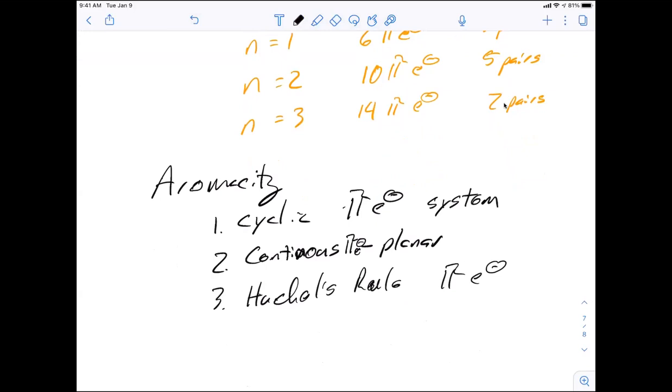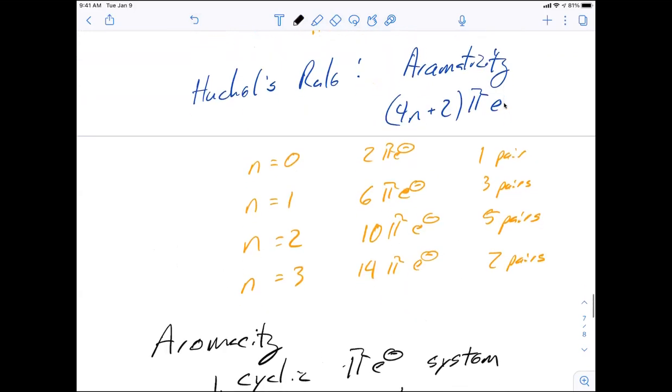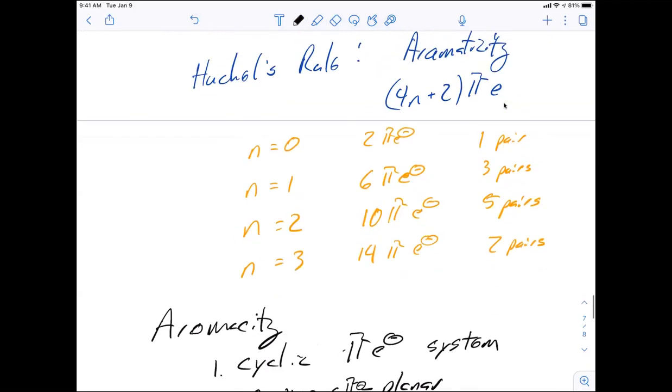If it doesn't meet this series, which is 2, 6, 10, 14, 18, 22, 26, 30, right? They're giving you a formula. And that formula works. All you have to do is find an N that matches that. Now, if it came up with 20 electrons, there's no way for me to have a whole number N and come up with 20 electrons with 4N plus 2 pi electrons.